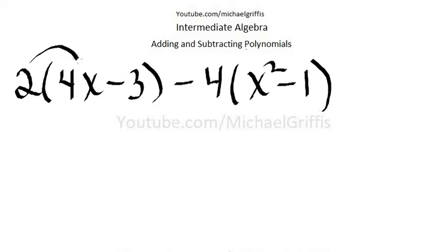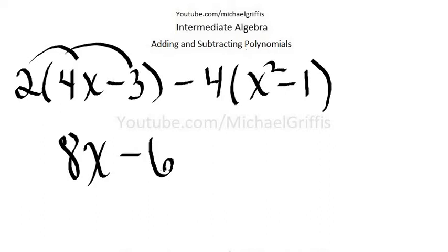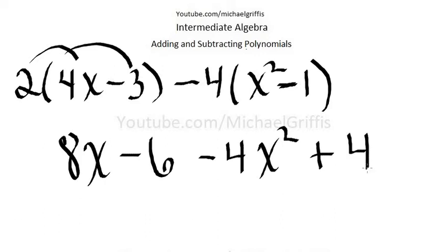First thing I'm going to do is take this 2 and distribute it across. That's going to give me 8x minus 6. And then let's distribute this minus 4 across to each term. So that becomes minus 4x squared. We have this minus 4x, minus 4 times minus 1 is plus 4. So 4 times 1 is 4, but you can think of it as a negative times a negative, which is positive. Now let's collect up our like terms.